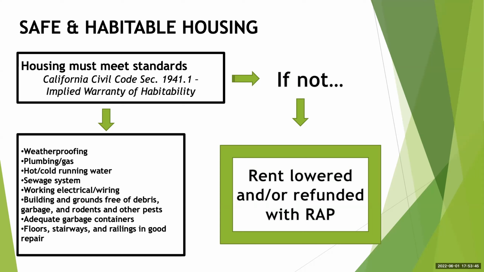Free of garbage, rodents, and other pests. I'll speak on that one later on. Adequate garbage containers, floor stairways and railings in good working repair, right? If you don't have these things, or they were deteriorated over time during your tenancy, then you may have your rent lowered and or refunded through the rent adjustment program's petition process.